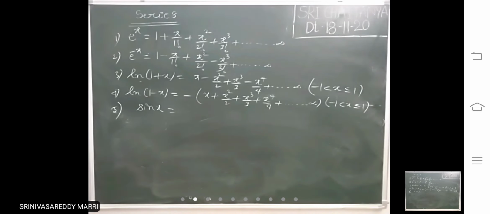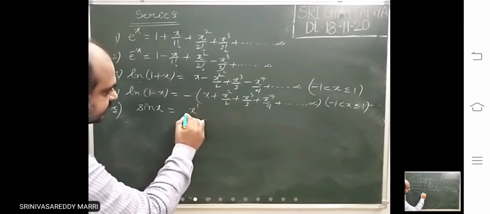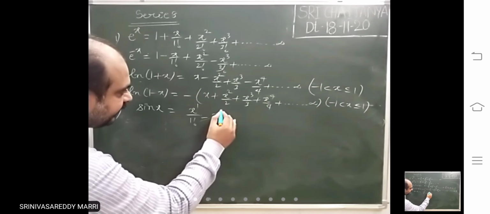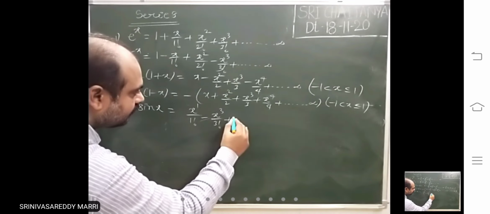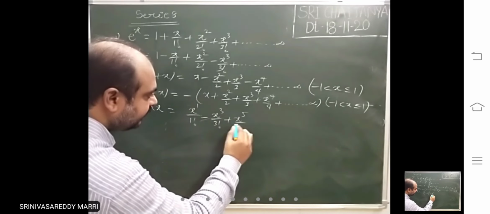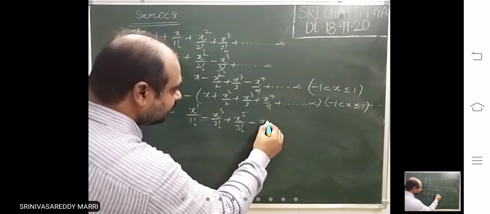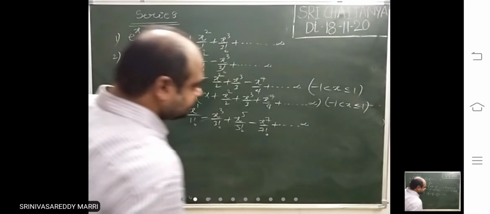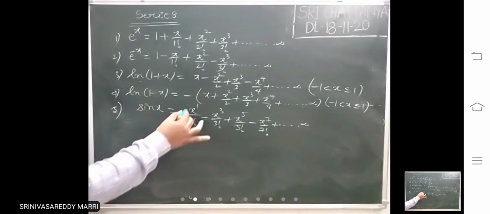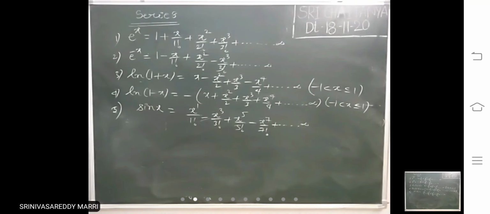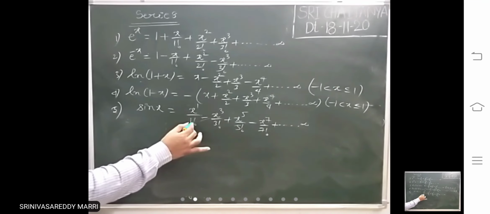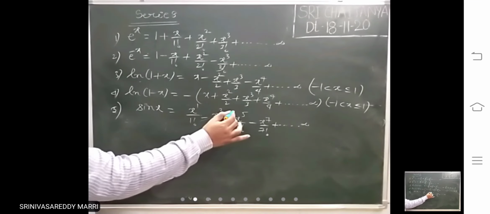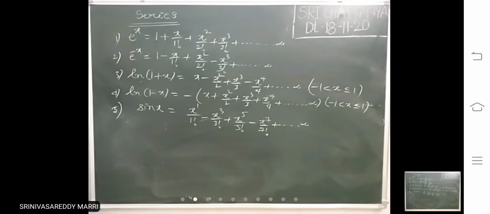Trigonometric series will be there. Sin x is nothing but x power 1 divided by 1 factorial. Wherever sin x is there, you will get this. Right? Only odd powers with alternate plus minus sign. X power 1 divided by 1 factorial minus x cube by 3 factorial plus x power 5 by 5 factorial minus x power 7 by 7 factorial and so on. This is the one. So next, cos x.